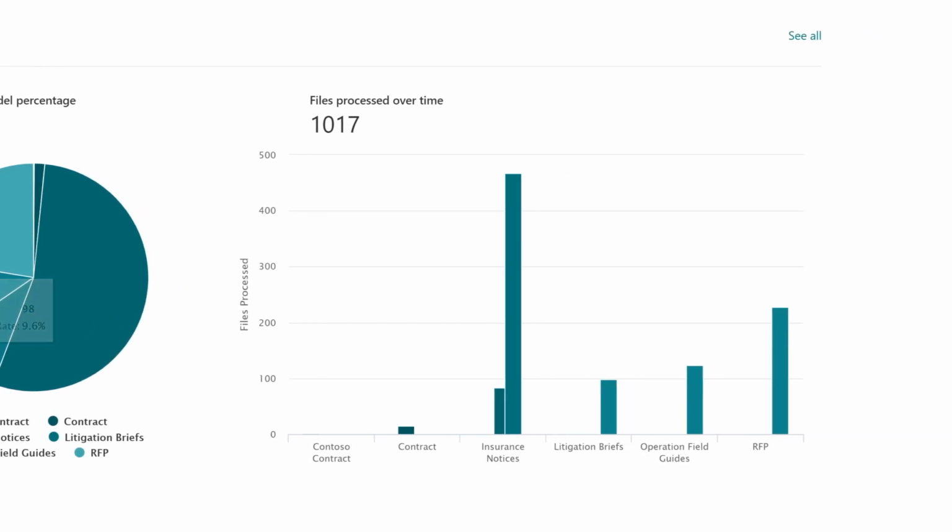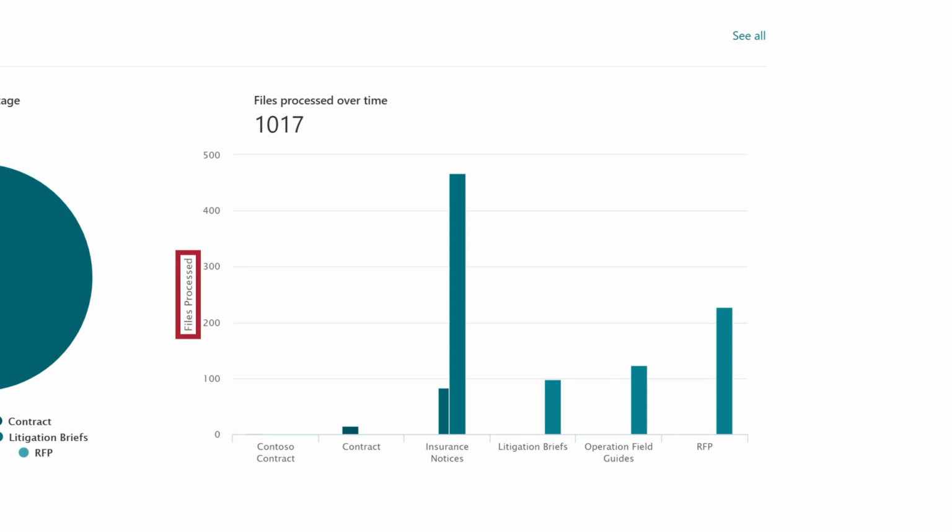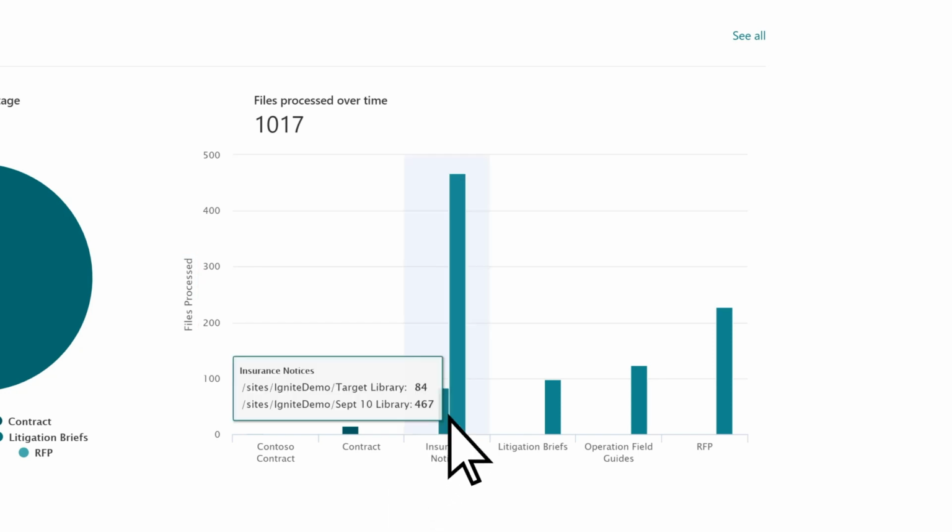The Files Processed Over Time bar chart shows you the number of files processed for each document library to which the model was applied. For example, this chart shows the Insurance Notices model being applied to 2 different document libraries and shows the number of files processed for each.